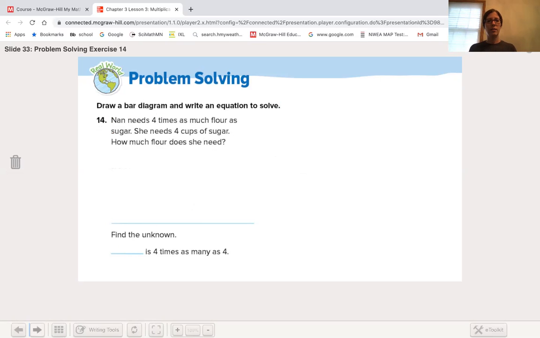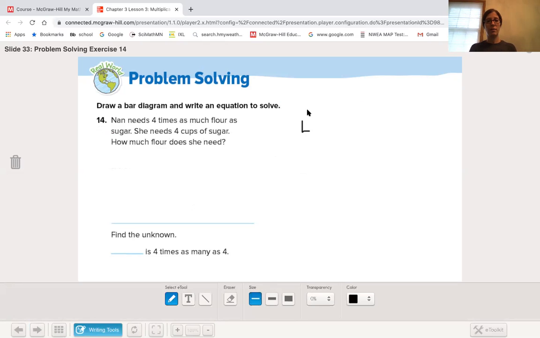All right, same thing. Draw a bar diagram and write an equation. Nan needs 4 times as much flour as sugar. She needs 4 cups of sugar. How much flour does she need? So we need 4 cups of sugar. We need 4 times that for flour, which sounds a little healthier than 4 times as much sugar.